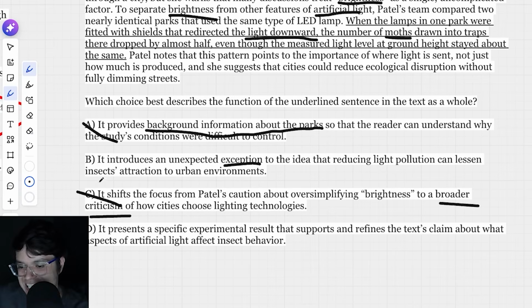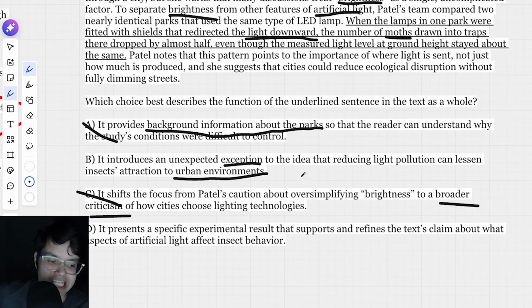It says it can lessen insects' attraction to urban environments. Urban environment would mean the city environment as a whole. That would indicate that the insects are less drawn to cities in general. We didn't really see anything about that. It's not like the moths all decide to move to Florida or something just because they had less light pollution, or more light pollution. And then there's "exception" as well.